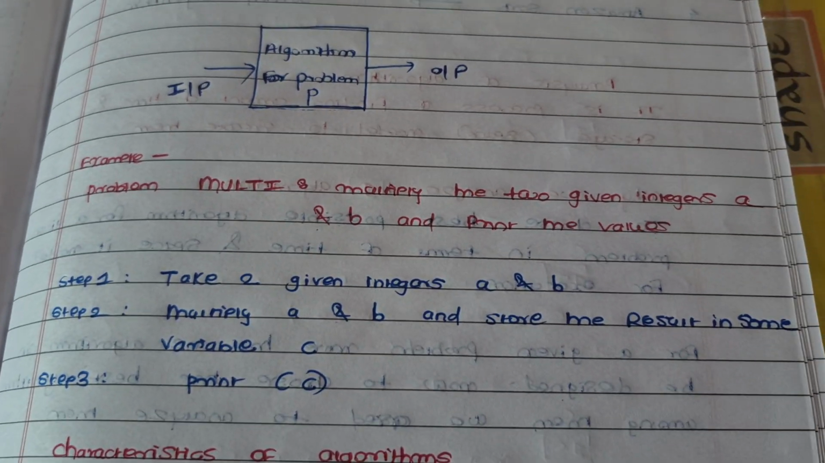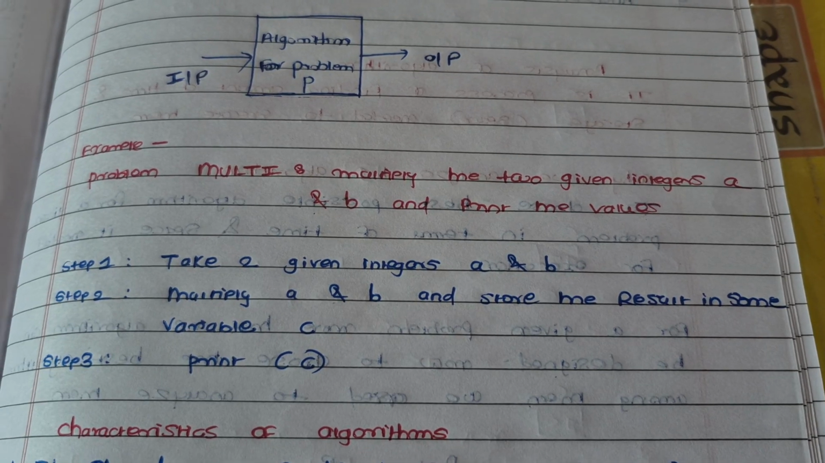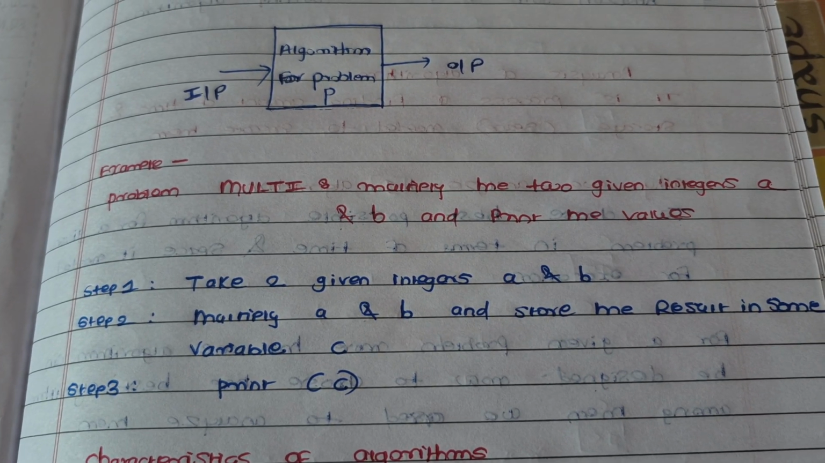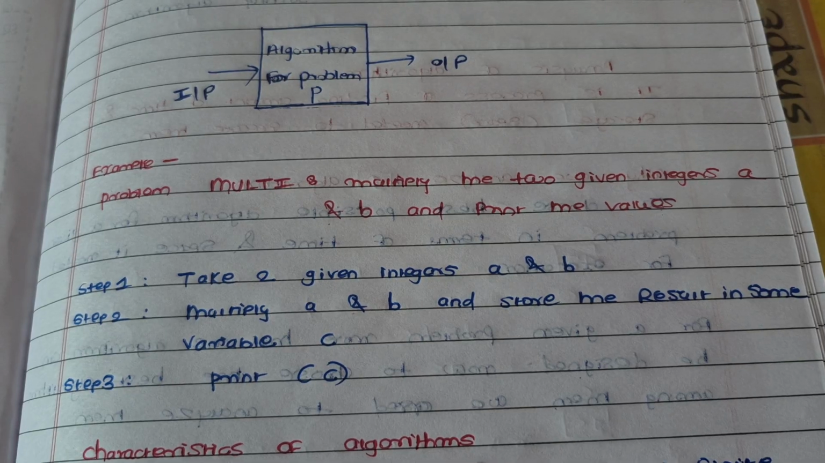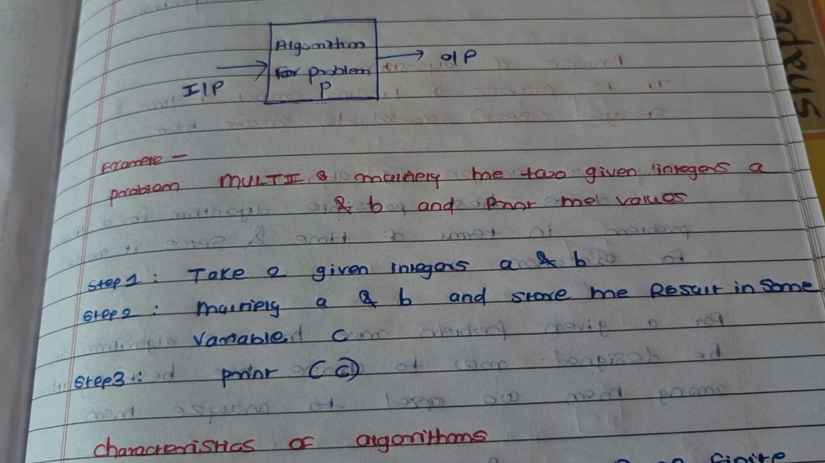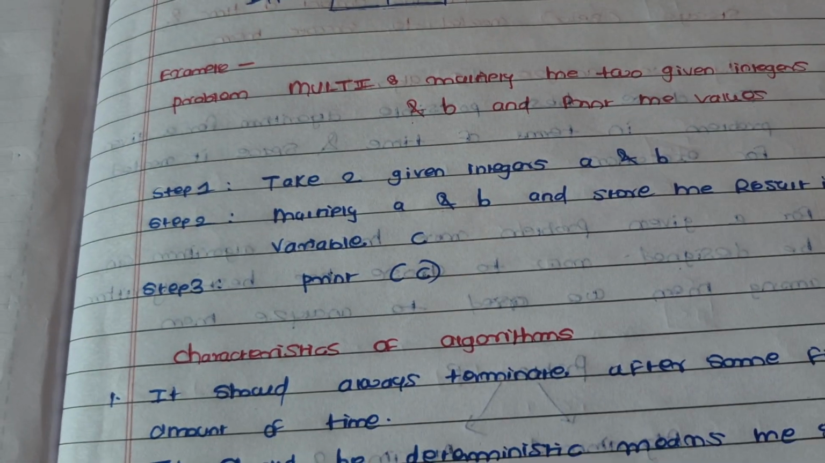There is an example: multiply two given integers a and b and then print the value. The steps would be to take two given integers a and b, multiply them and store the result in some variable called c, and then print it.